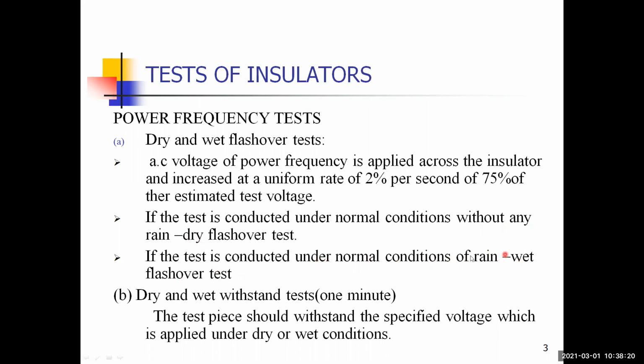These two types of conditions are available in the atmosphere. That's why the insulators are placed outside, so you have to check that the insulator is working properly for these two cases. And the dry and wet withstand test is also called the 1 minute test. The test piece should withstand the specified voltage applied under dry or wet conditions. So we have to check like this.